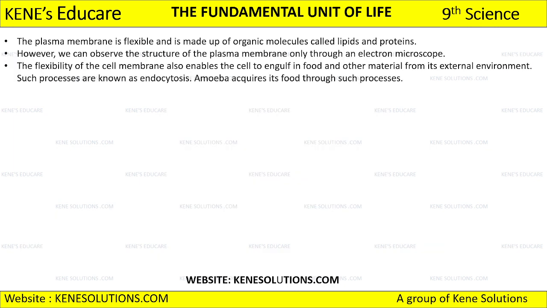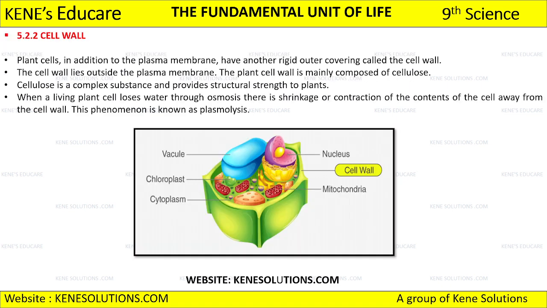After this, we discussed the plasma membrane, what exactly it is made up of, in detail. Then we studied the cell wall, and we know that animals do not have a cell wall, right? Only plants have this cell wall. So here we have information on plasmolysis. So please go through it once, everyone.